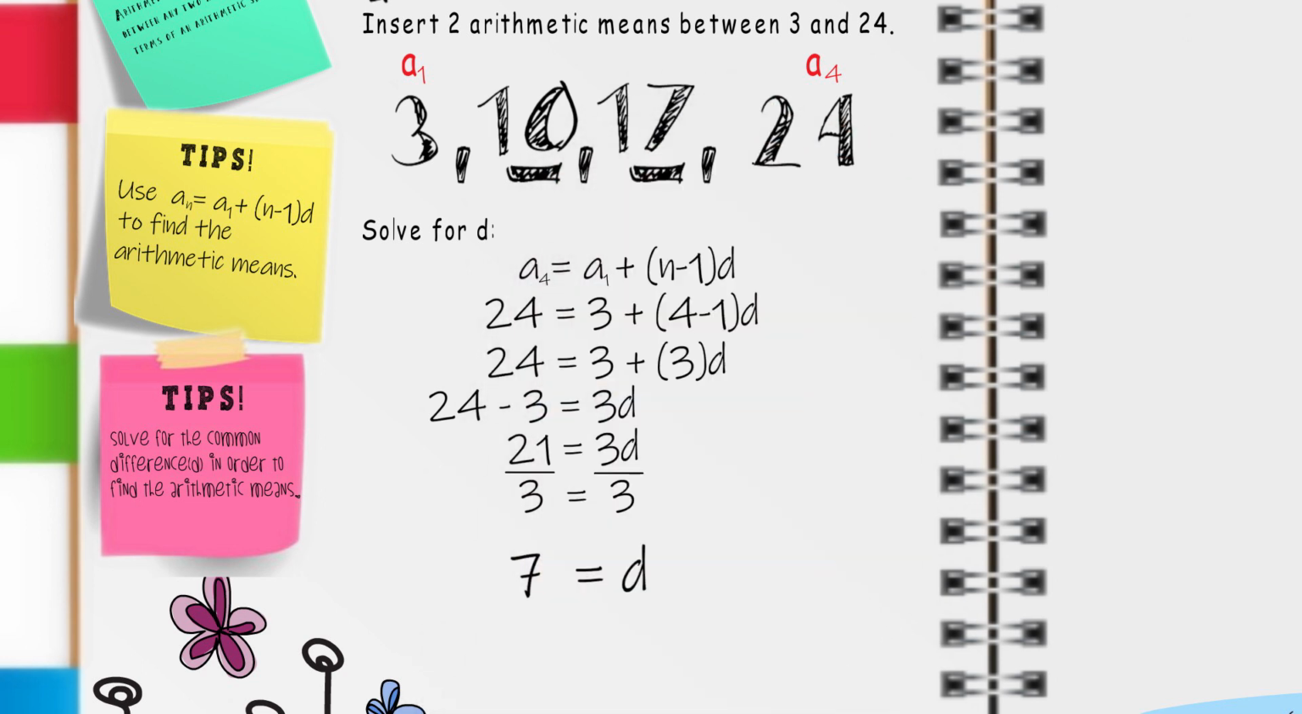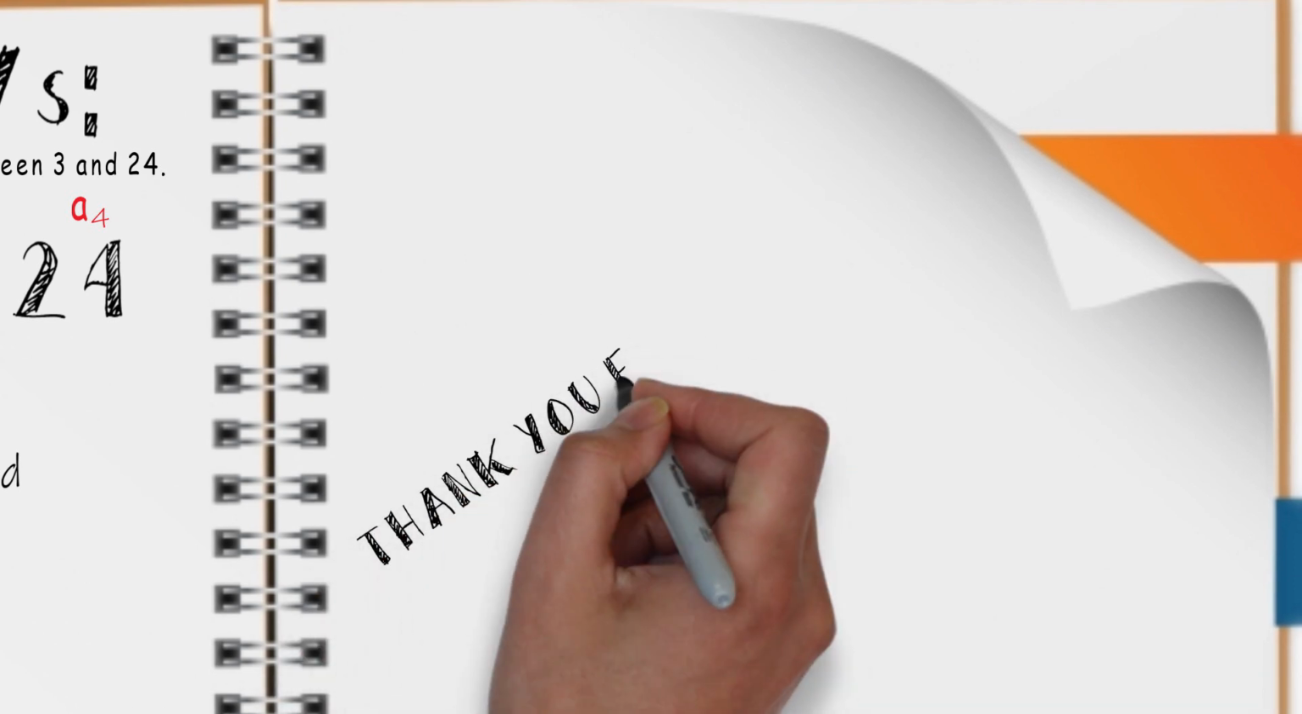So that is why, in order for us to find our arithmetic means, we need to solve for the common difference. And after solving our common difference, we would just simply add the common difference to our first term, and then add again in order for us to get the next term. And that is how we would find our arithmetic means. And I guess that would be all for this video.